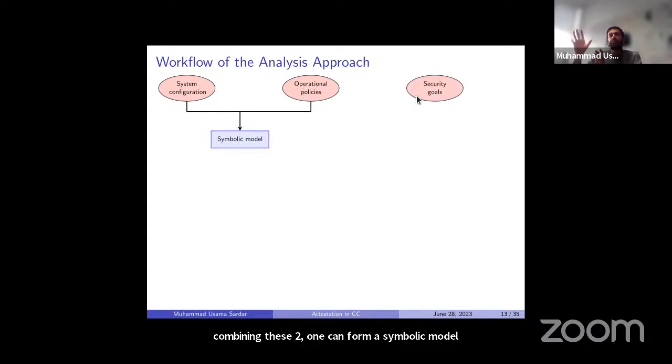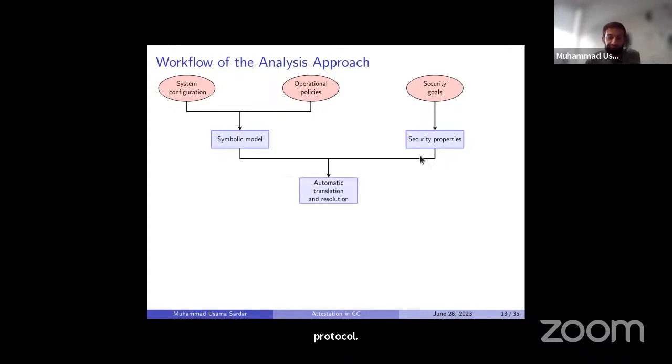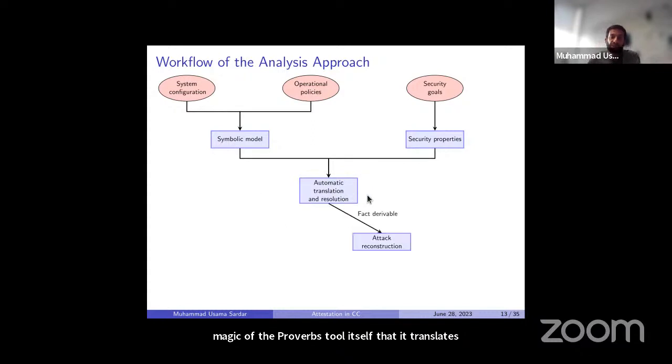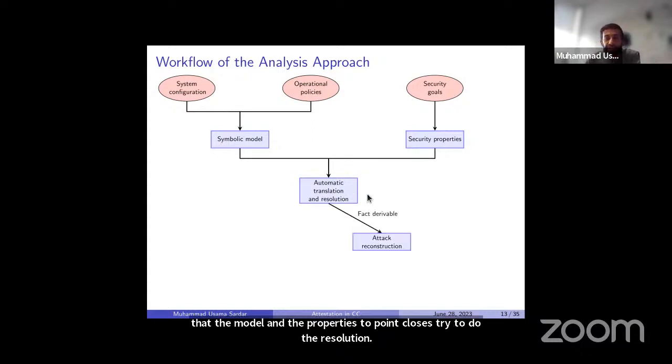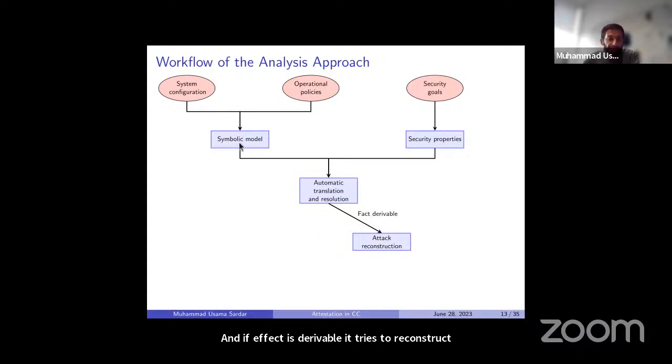On the right side, we have these properties. So we start with security goals that we want to achieve for our protocol. We have them formalized as security properties. And now here is the magic of the ProVerif tool itself: it translates the model and the properties to Horn clauses and tries to do the resolution. If a fact is derivable, it tries to reconstruct the attack at the applied pi calculus level. And this block actually is exactly what ProVerif is doing.